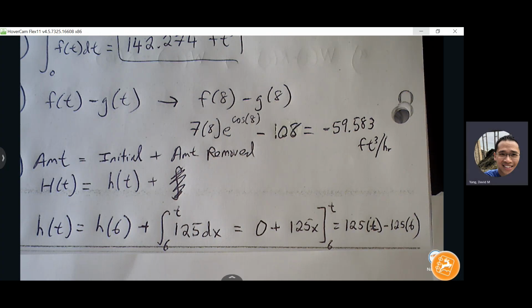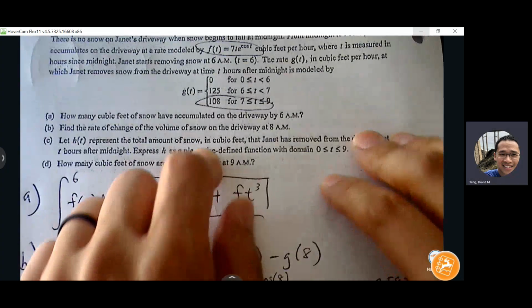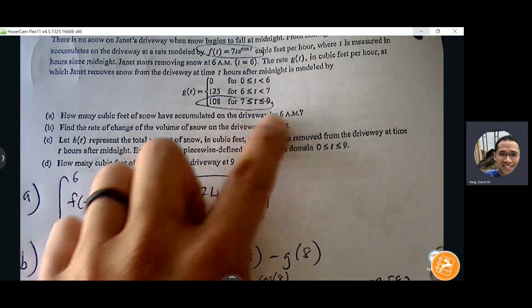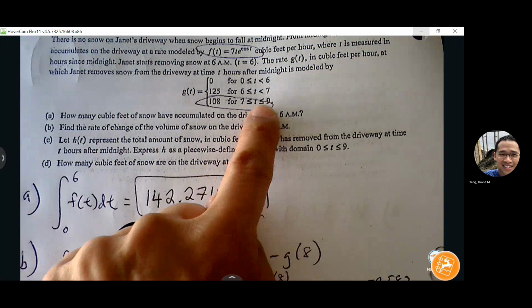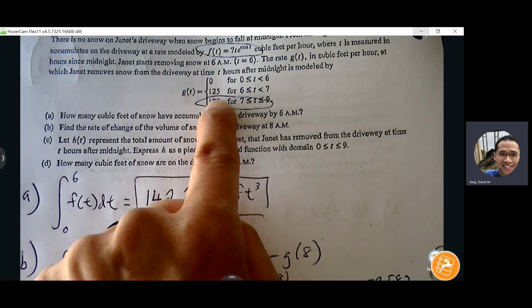Now, at 7 a.m., how much work has she done? How much snow has she taken off the ground at 7 a.m.? Exactly 125 cubic feet, right?